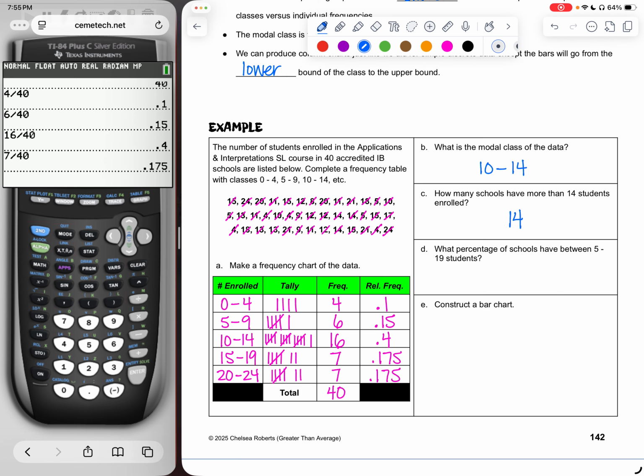The next part, D, says, what percentage of schools have between 5 to 19 students? If we look from 5 to 19, we have the 6 plus 16 plus 7. That gives us 29. Because it wants a percentage, we have to do 29 out of 40. If we do 29 divided by 40, that will give us approximately 72.5%.